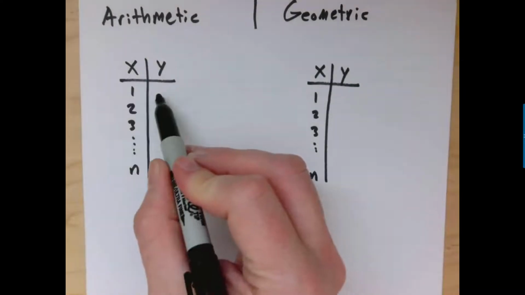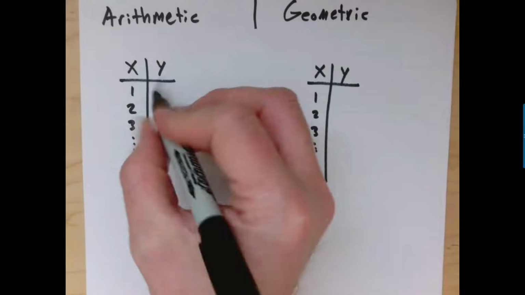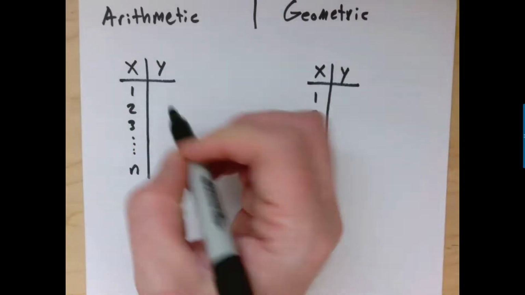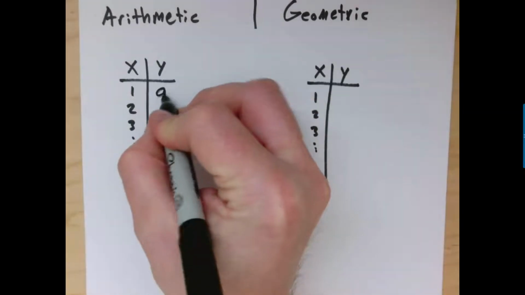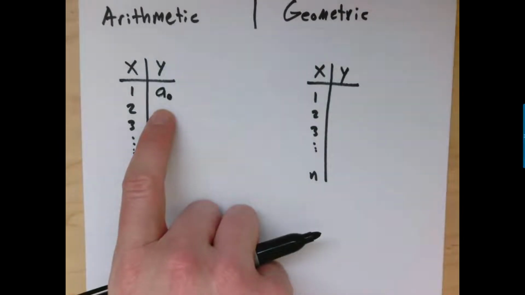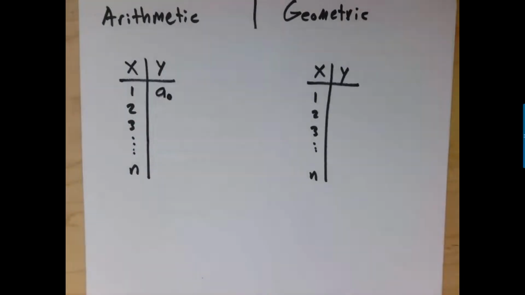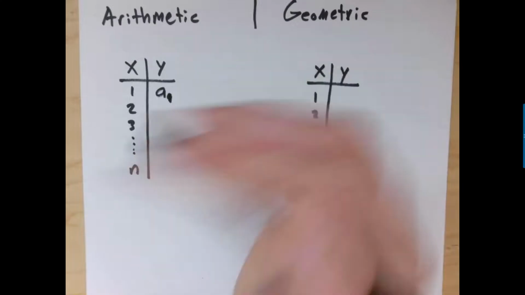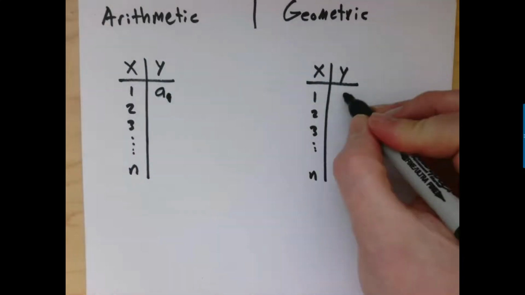What value should I use for my starting term? I could call it a variable like s. We actually already have a good name for this. It's a subscript 0, remember? That's what we said was our name for the first element. Oh, subscript 0, my bad. Subscript 1. So let's do the same thing on the other side.